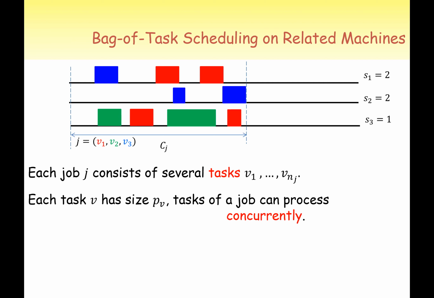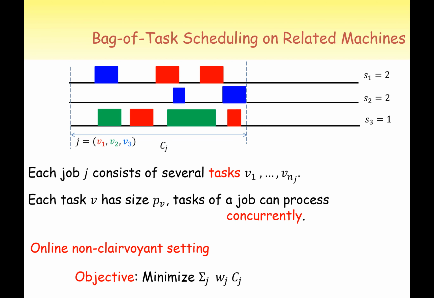Here there are three tasks of job J, which are shown by different colors. As you can see, they can be processed concurrently as well. Again, job J finishes when all of these tasks finish. So the completion time of a job J is the time by which all the tasks finish. Again, we are in the online non-clairvoyant setting, which basically means that I do not know the sizes p_v. When a task finishes, I get to know about it. When all the tasks finish, that's when I'll say that job J finishes. And again, our objective is to minimize the weighted completion time of all the jobs.